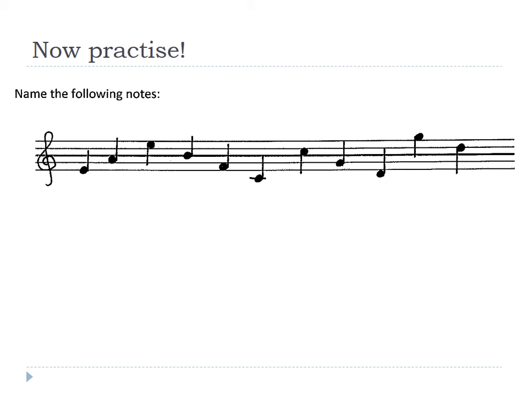Right, how was that for you? Hopefully not too hard. Let's go through them quickly. Our first one is a line note, so we say Every Good Boy, and it's on the first line, therefore an E. Our second note is a space, so we say F-A-C-E. Our third one is also a space, F-A-C-E. Our next note is a line note, Every Good Boy, so that is a B. Our next one is in a space, so we say FACE, and it's the first one, so it is F.